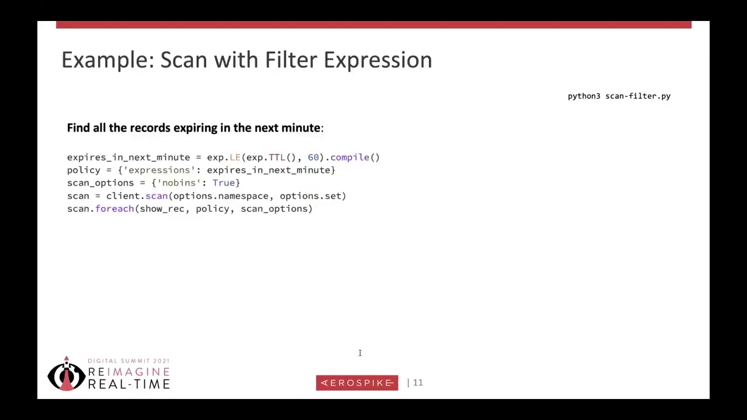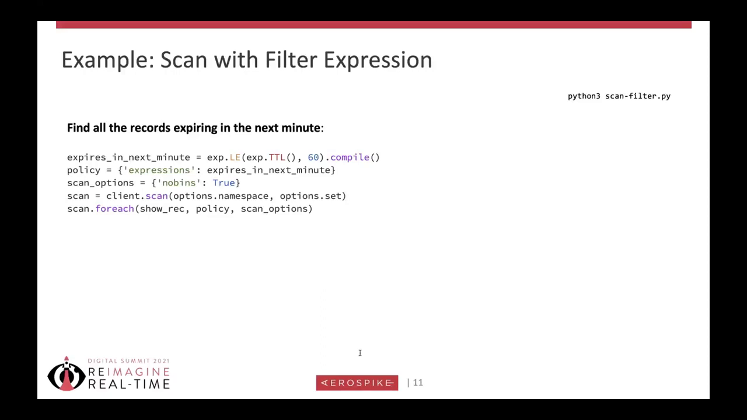The thing we're going to do after that is look for all the records that are expiring in the next minute. And this is why, by the way, I'm going to run it all together later, because the time it takes me to talk, all those records would have expired already. So again, this is a very simple filter expression. We're looking for TTL, the time to live, being less than or equal to 60 seconds. This one expects seconds.